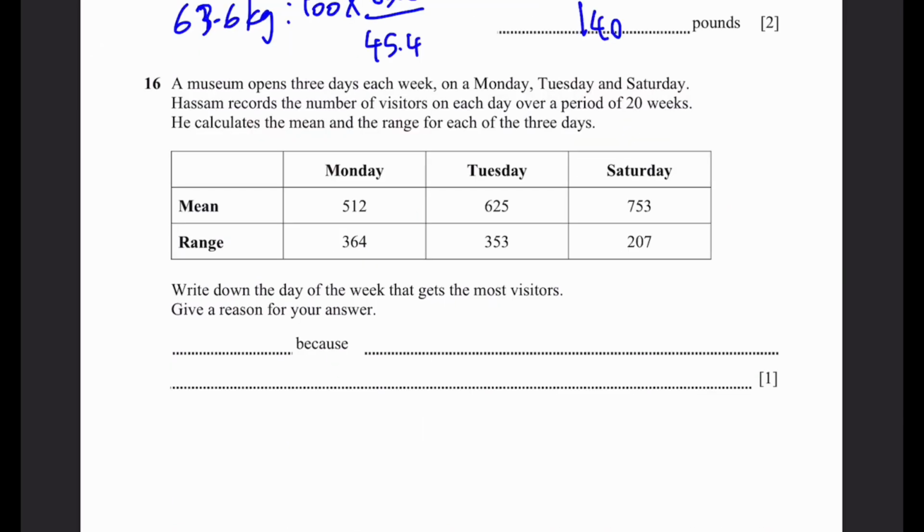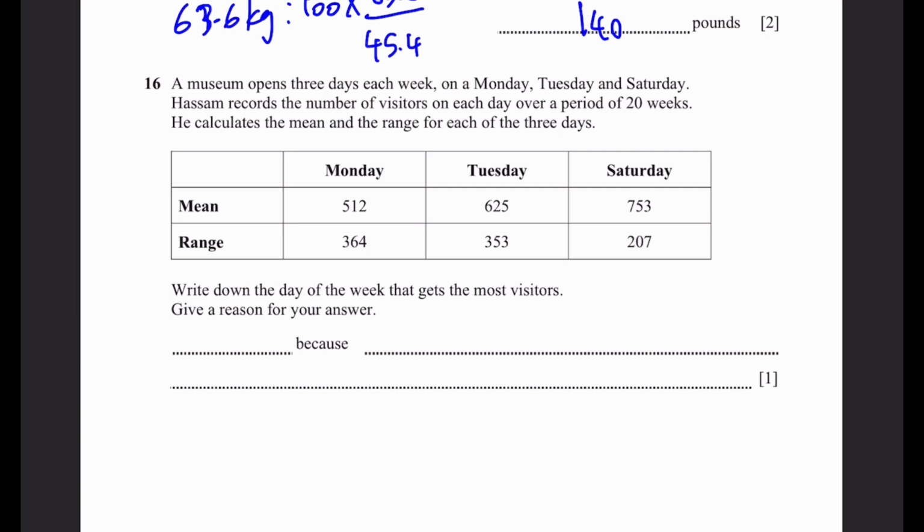A museum opens 3 days a week on Monday, Tuesday, and Saturday. Hassan records the number of visitors on each day over a period of 20 weeks. He calculates the mean and range for each of the 3 days. The mean and range for each of them are given in this table. Write down the day of the week that gets the most visitors. Give a reason for your answer.